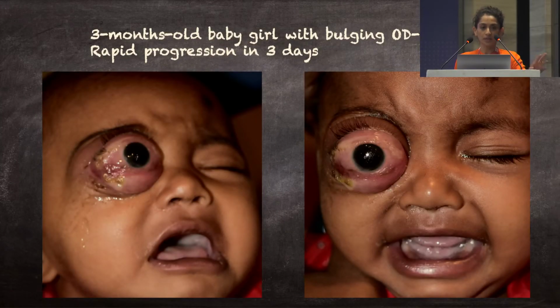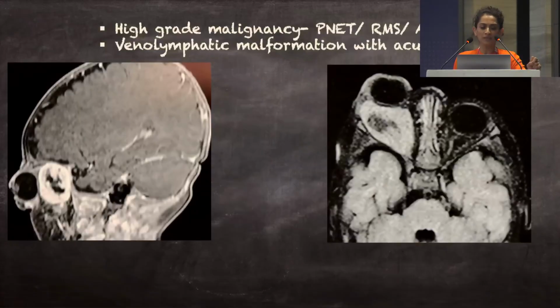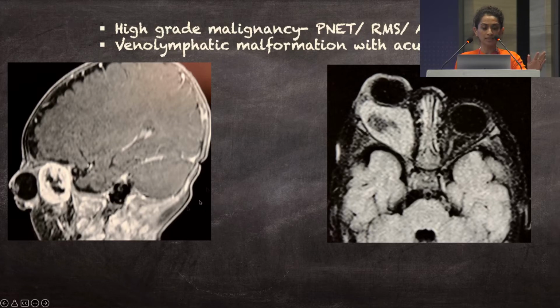Another thing with ecchymosis is metastatic neuroblastoma. This was a child who was referred from Bihar, treated for orbital cellulitis, rapidly progressing. This bulging happened in 10 days, and in the train journey that they had, 2.5 days, they say it was really, really bad. So, when we did the imaging, it was not looking like an orbital cellulitis.